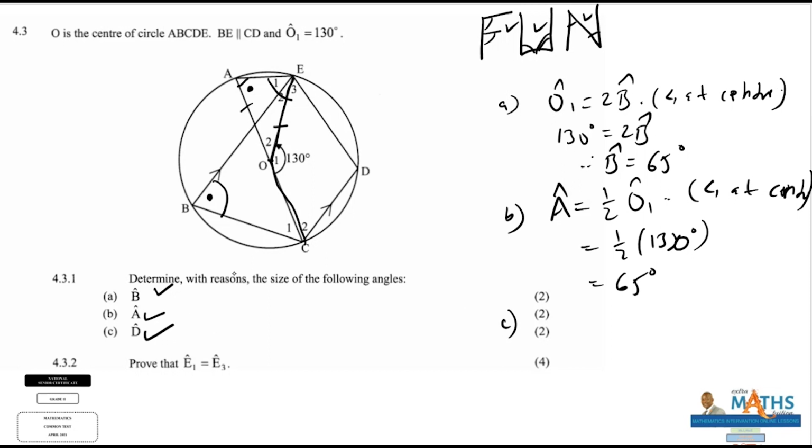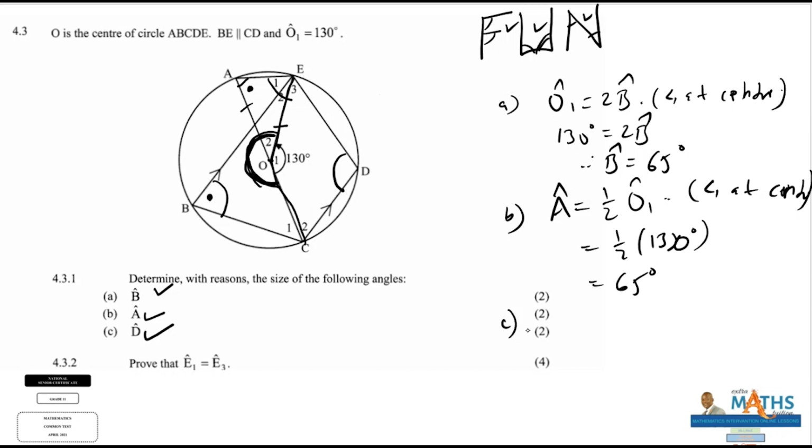Let us look for angle D. Again, angle D is here. Angle D will be half the angle at the center, but this is the angle that will be twice the angle at the circumference. It means I need to find the value of this angle first before I can find angle D.